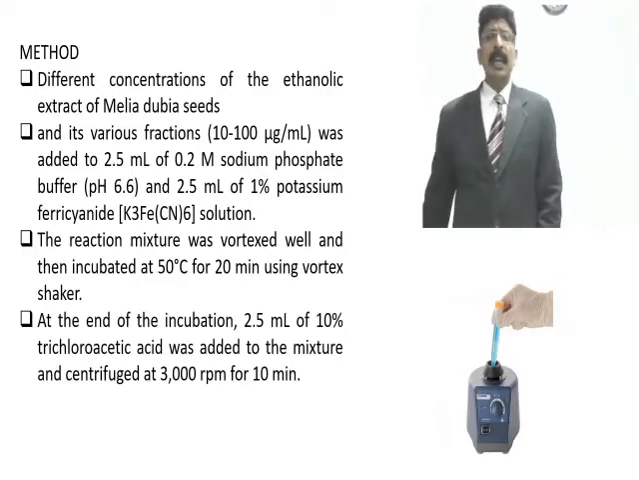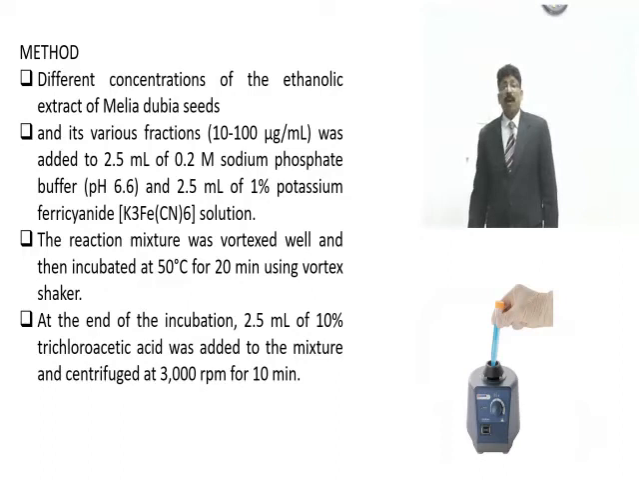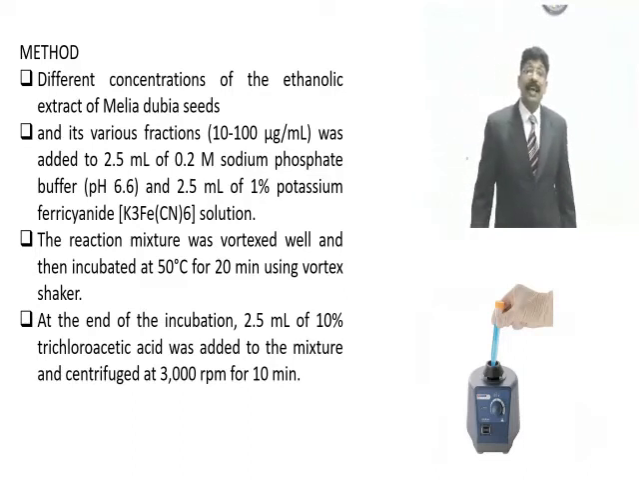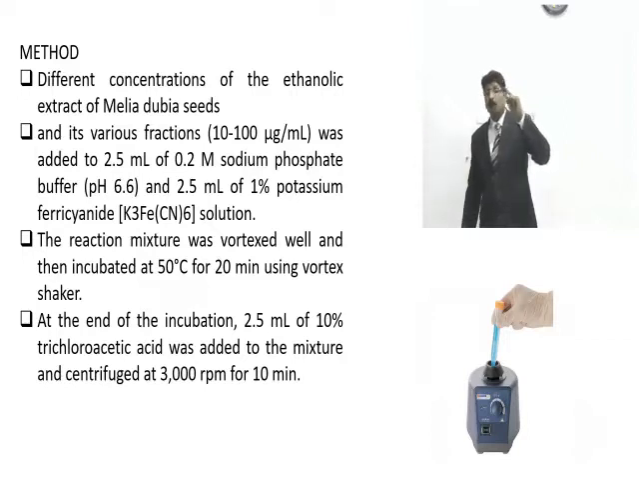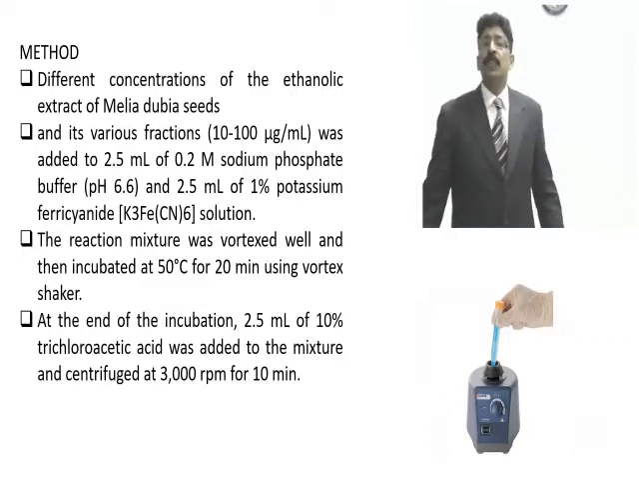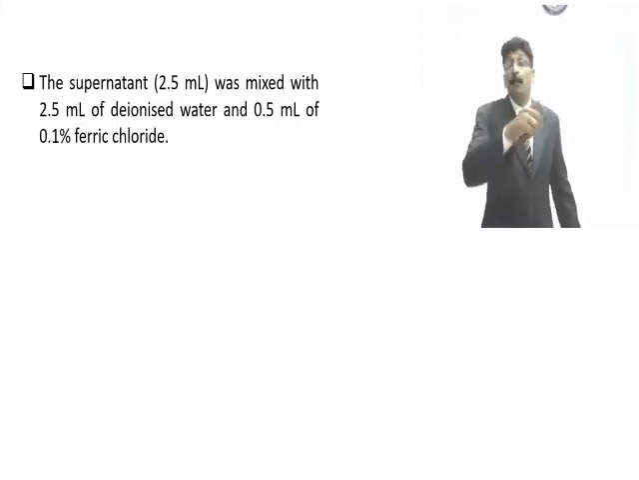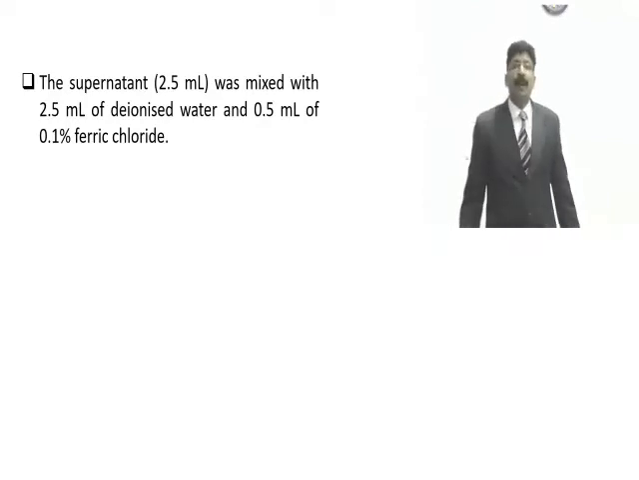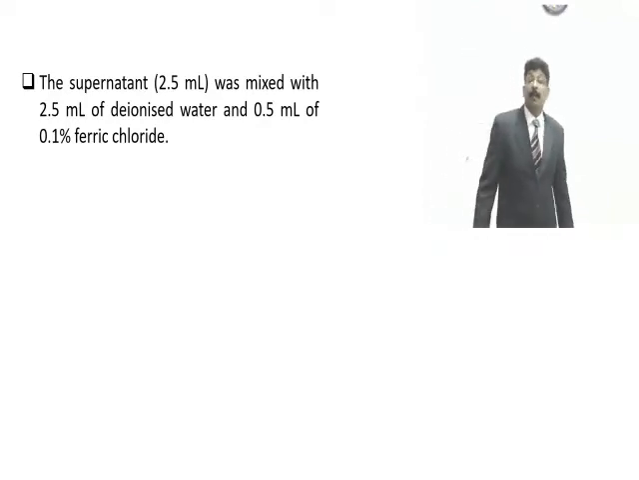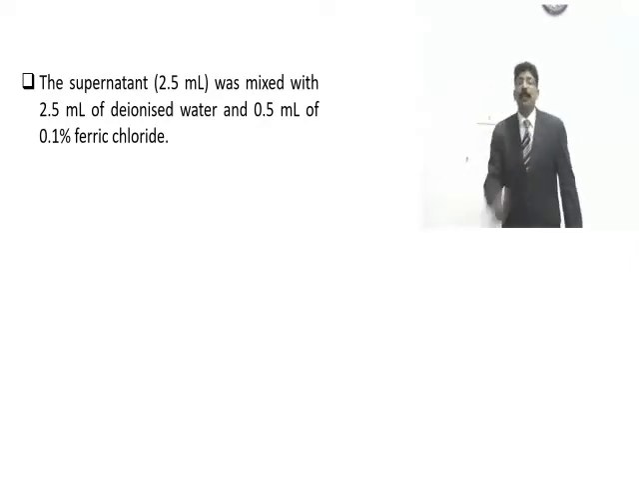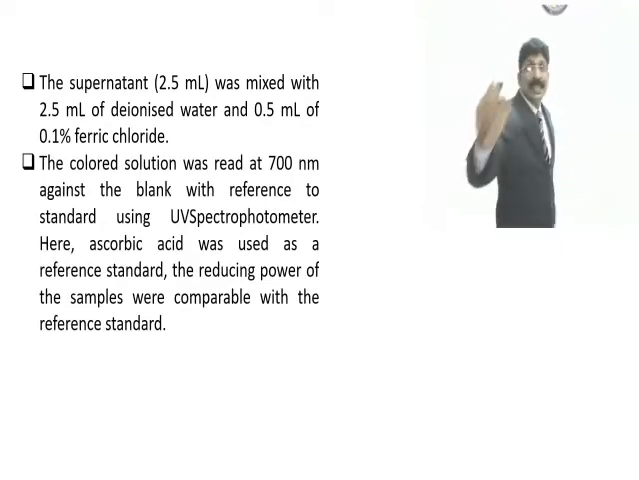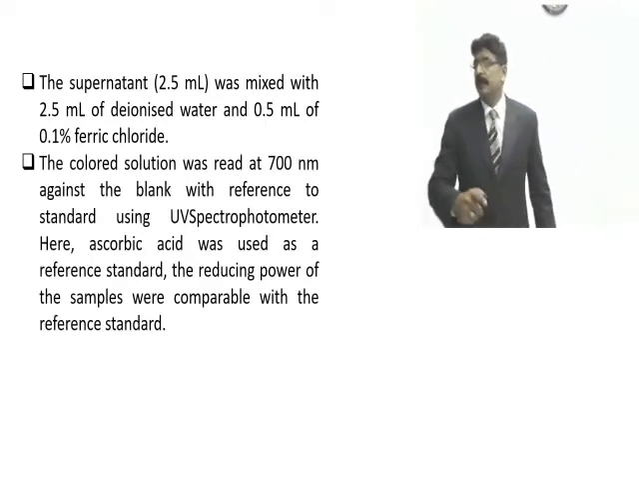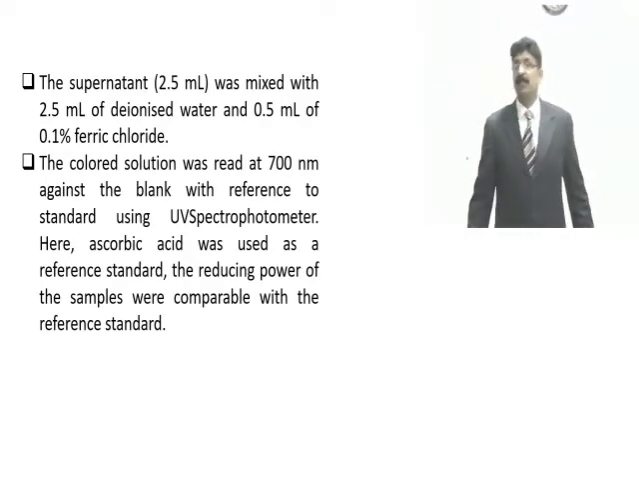And at the end of the incubation, 2.5 ml of 10% trichloroacetic acid was added to the mixture and centrifuged at 3000 rpm with a centrifugal machine for 10 minutes. Take 2.5 ml of the supernatant liquid coming from the centrifuging and mix with 2.5 ml of deionized water and 0.5 ml of 0.1% ferric chloride solution. The color produced, now it is read at 700 nanometer against the blank and the reference standard ascorbic acid using a UV spectrophotometer.